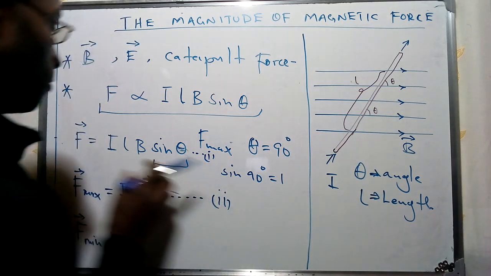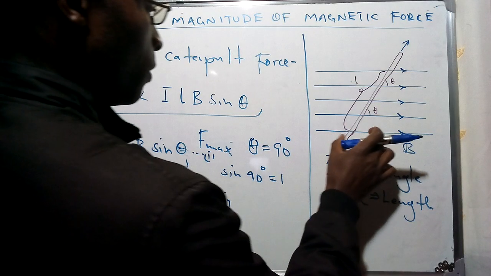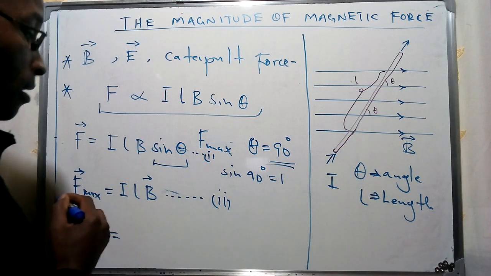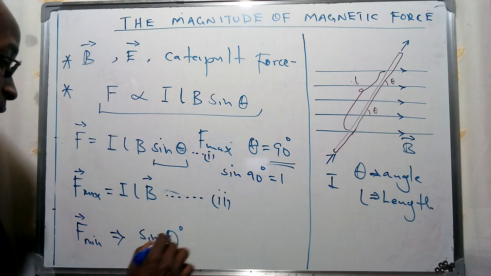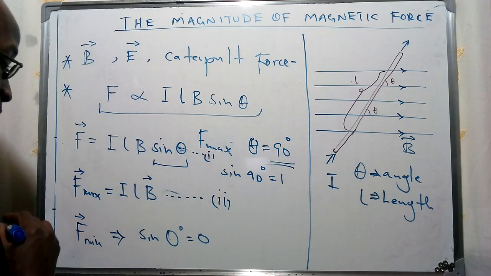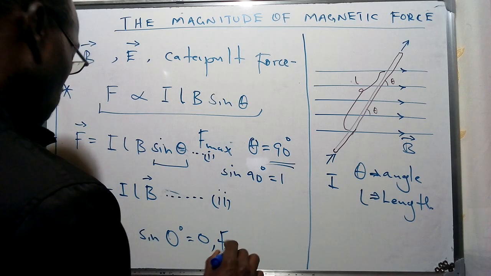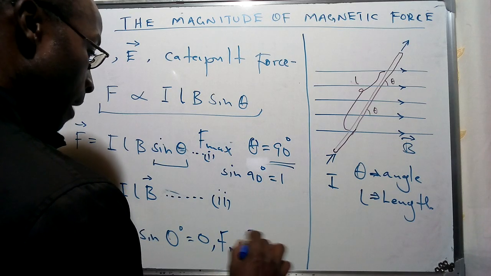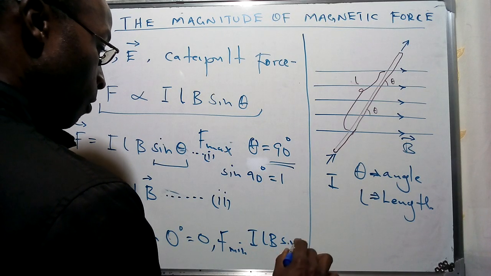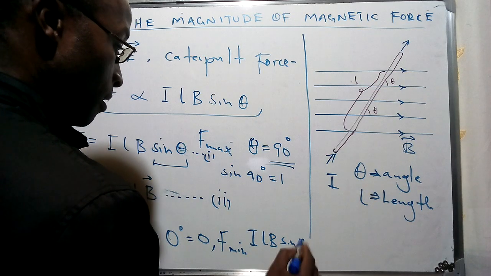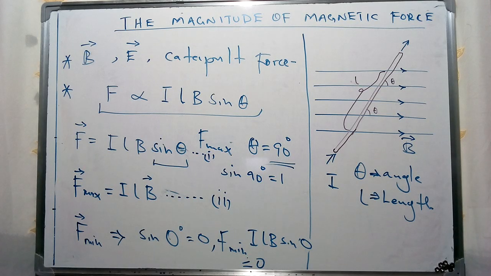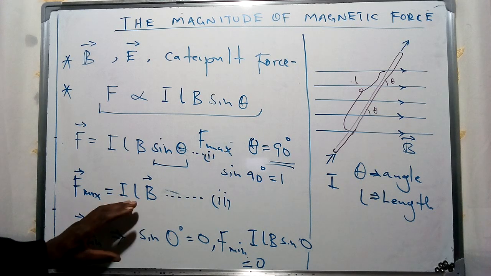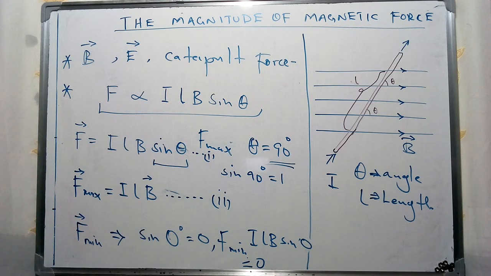Now, we had mentioned that for the maximum force to be achieved, this is going to be perpendicular, implying it's going to interact at 90 degrees. For the minimum force, this is going to be the sine of 0 degrees, and therefore this is going to be equivalent to 0. Therefore, we expect the minimum force to be given in terms of I, L, B, and the sine of 0, and this is going to give us 0. Therefore, the minimum force is going to be 0.